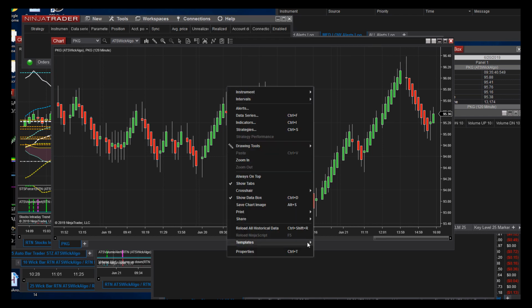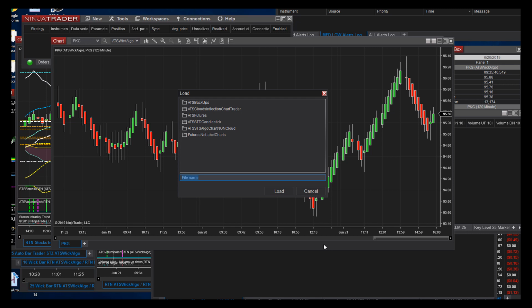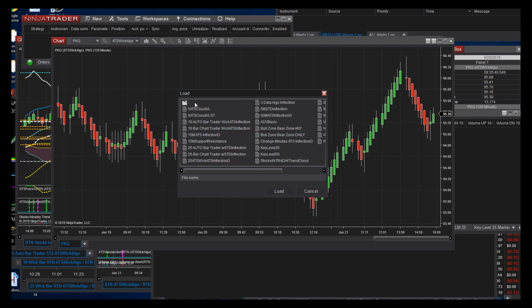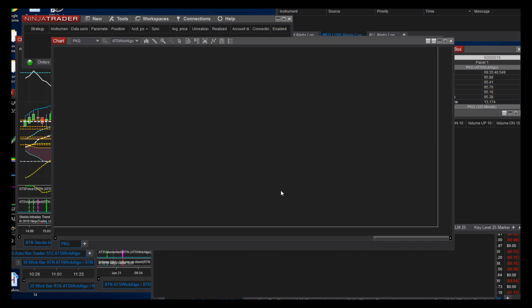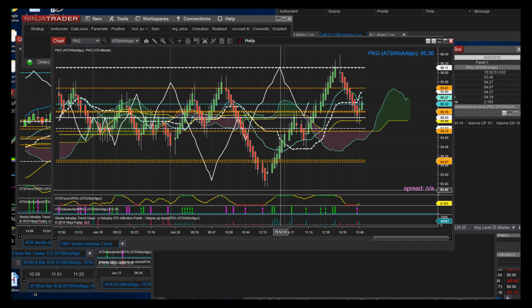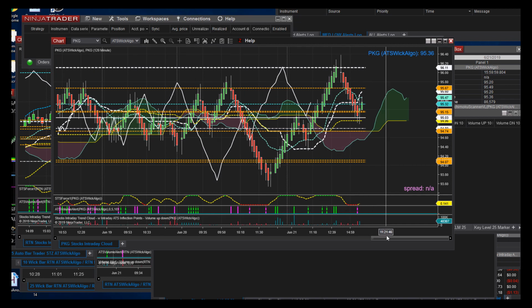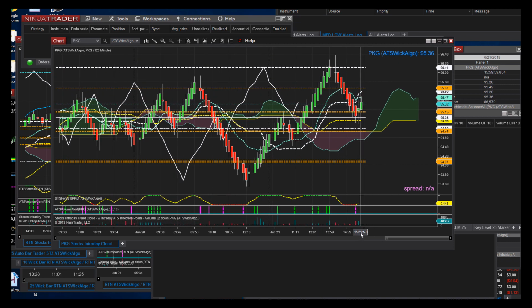Right click, templates, load. And remember, we're working on our stock intraday trend cloud. So we're going to go stocks, intraday, trend cloud, load the template. And they are reloaded, ready to go with your inflection points off the 120 period.